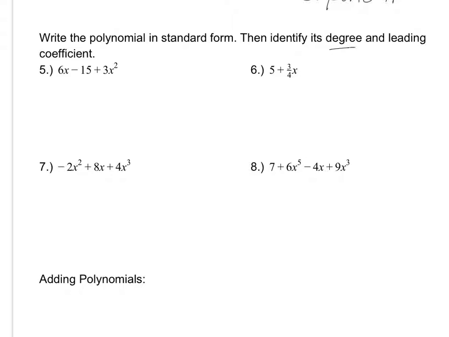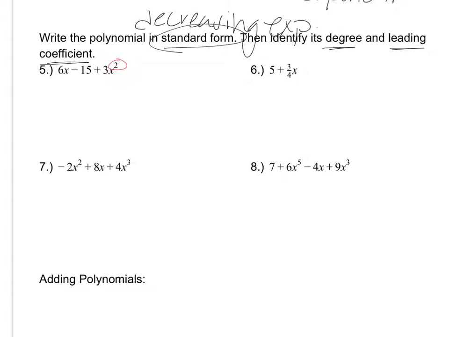Okay, and make sure you're reading the directions on your work to ensure that you're encompassing everything the question asks you for. All right, the next set of questions ask me to write the polynomial in standard form and then identify the degree and leading coefficient. So first, standard form. Remember that means decreasing exponents. So I take a look at number 5 and I see that my biggest exponent is the 2 right here. So if I want to write this in decreasing order, I'm going to start with that 3x squared, then move down to the 6x, and then finally the number that doesn't have a variable attached to it.